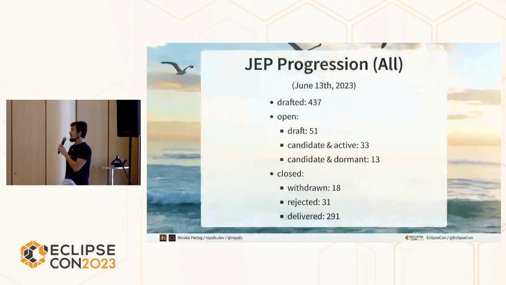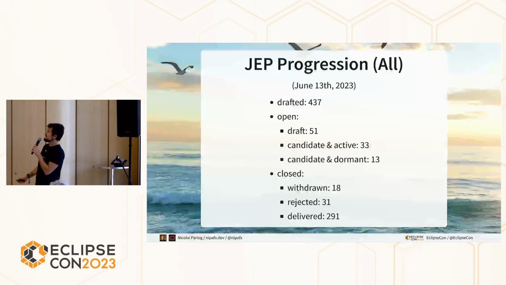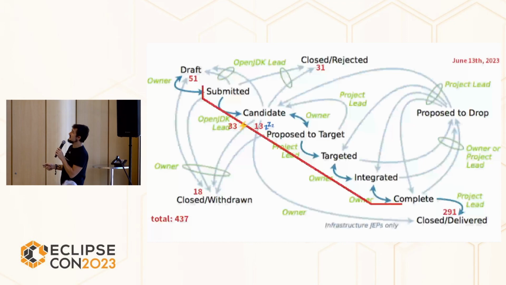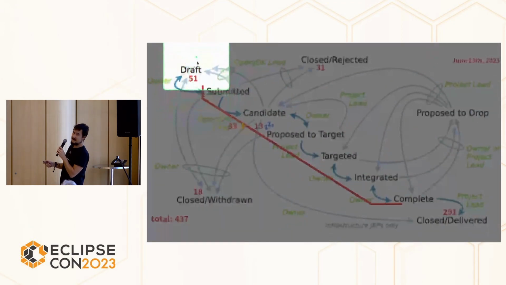On June 13th, I went through all of those, counted them up, and pulled out some numbers. We don't need to go into the numbers in detail. I'm going to use them later, and I'm going to explain to you why. Let's put them on this diagram here. So 51 were, back in June, in draft state.